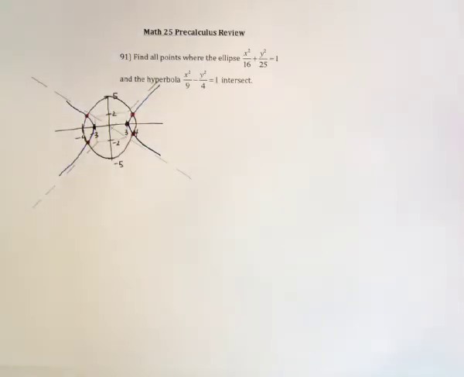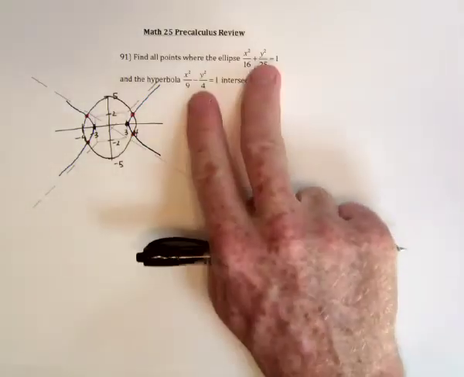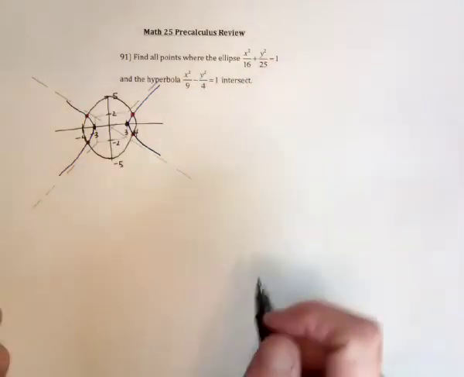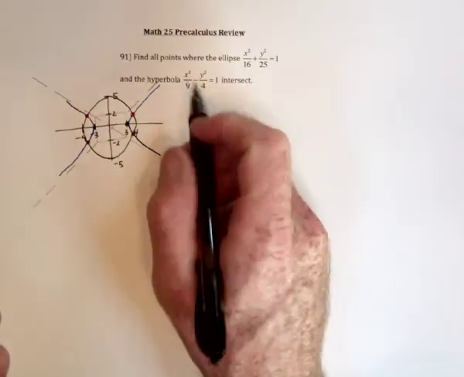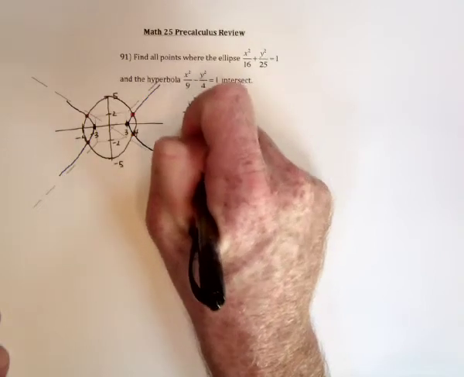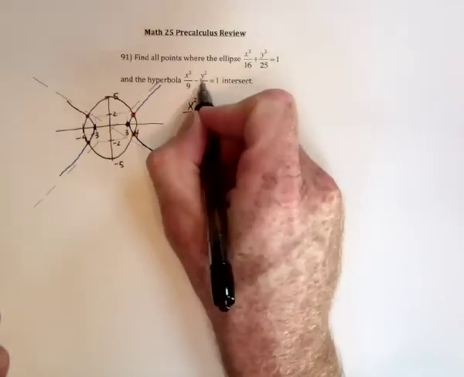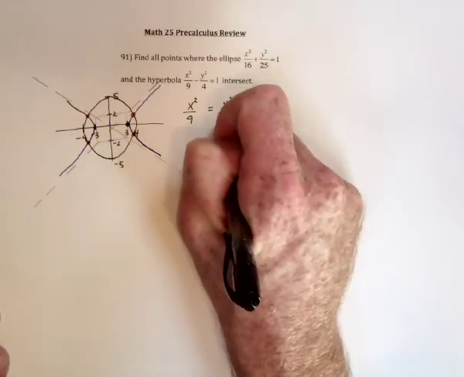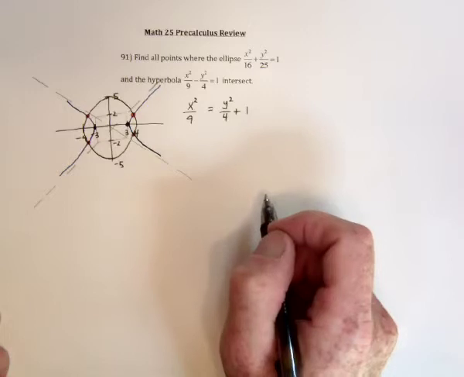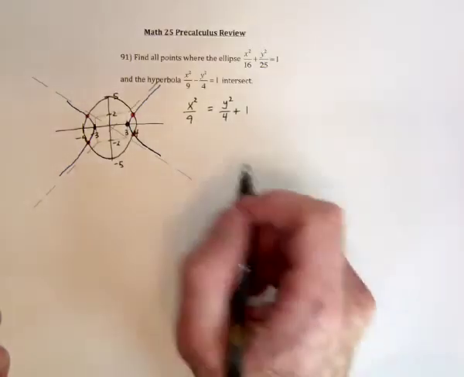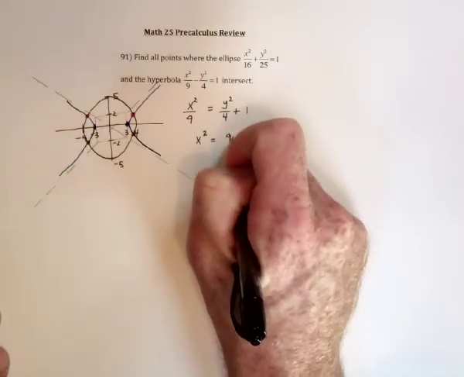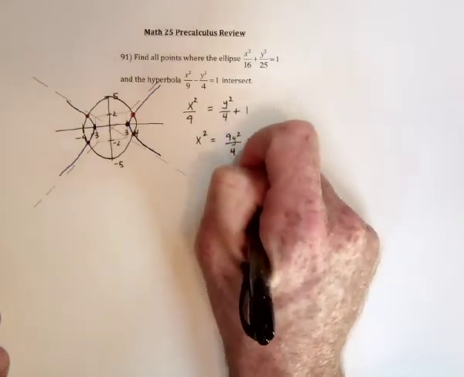So the next thing is, with this system of equations, we could use substitution or elimination. I think that I will use substitution. So in here, I'm going to solve for x squared. So leave x squared over 9 there. Take this thing and add it to the other side. It'll become positive y squared over 4 plus 1. And then in order to solve for x squared, multiply both sides by 9. So it would be 9y squared over 4 plus 9.